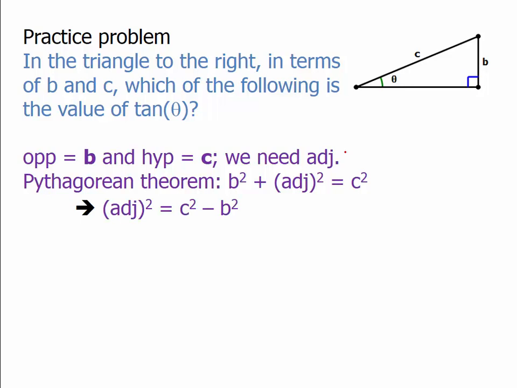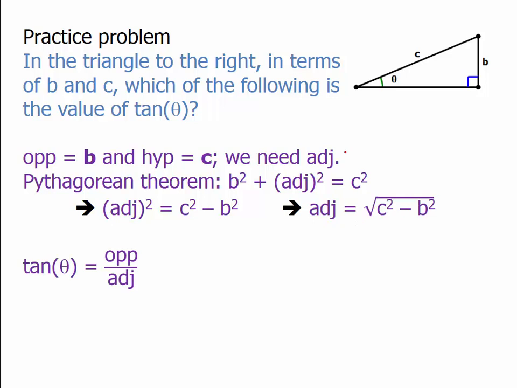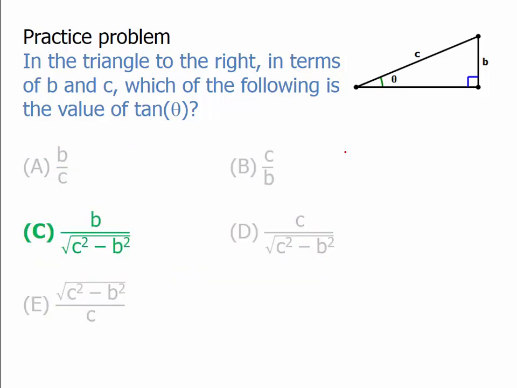Take a square root of both sides. Notice that taking a square root, we cannot take a square root of c and b separately. We have to leave it as that expression, c squared minus b squared. But that is an expression for the length of the adjacent side. Well, now we're golden, because tangent is opposite over adjacent. We have the opposite, we have the adjacent. So, opposite over adjacent, and that would equal b over the square root of c squared minus b squared. And in fact, that is answer C. We go back to the problem, and we choose answer C.